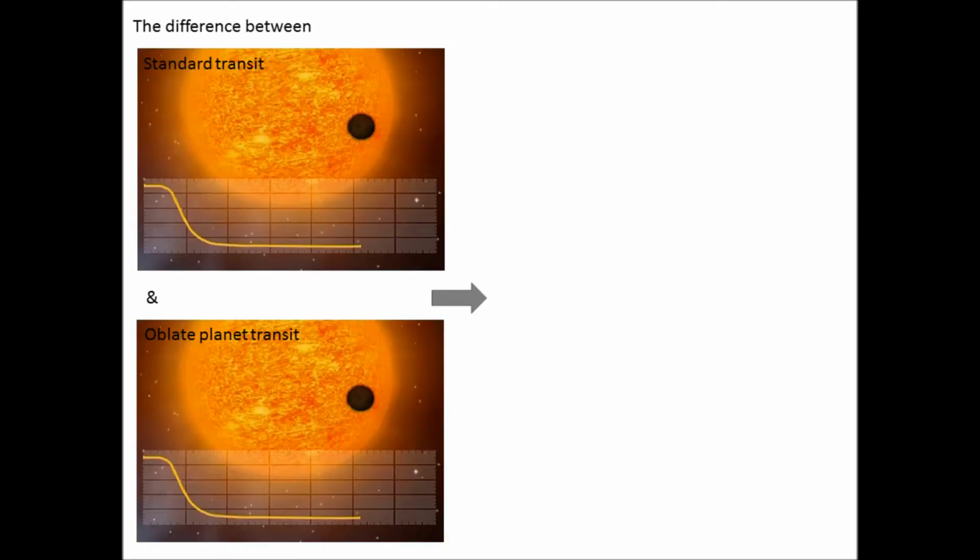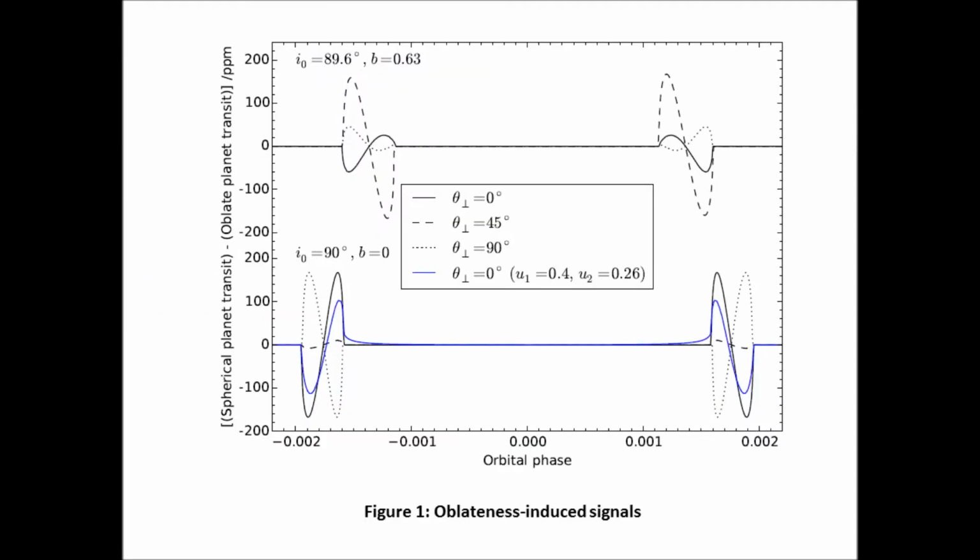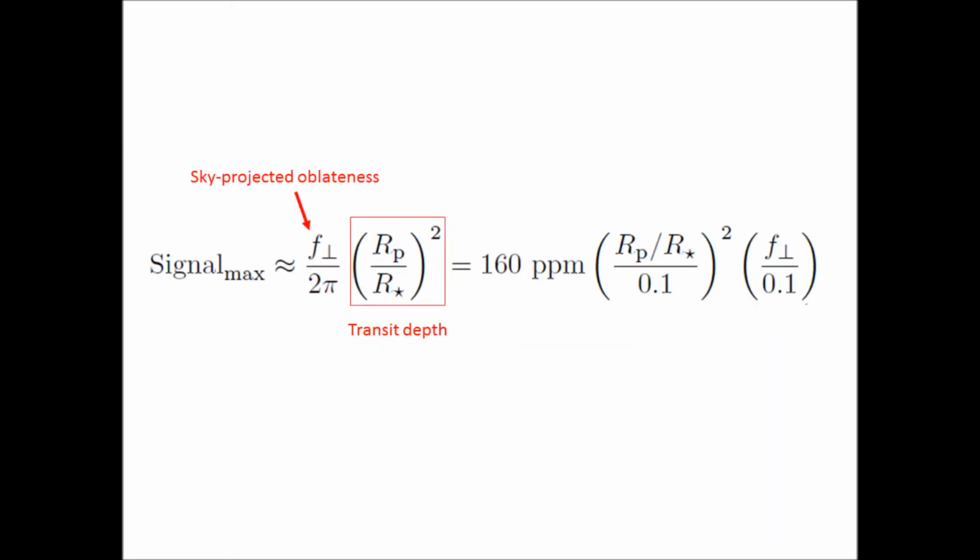The transit light curve caused by an oblate planet is different from that caused by a spherical planet with the same cross-sectional area. We refer to this difference as the signal induced by the planet's oblateness. Figure 1 shows some theoretical oblateness-induced signals for a Jupiter-sized planet in a 100-day orbit around a Sun-like star. We derived an analytic estimate for the maximum amplitude of this signal in terms of the sky-projected oblateness and the planet-to-star radius ratio. This simple estimate tells us the maximum amplitude of the oblateness-induced signal is proportional to the projected oblateness and the transit depth.